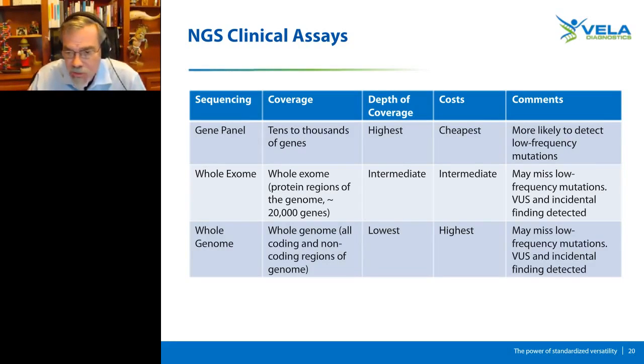Gene panels, which include tens to thousands of genes, are the most popular currently because they are designed to cover only the genes of interest that relate to cancer. They may actually be part of a pan-cancer panel, in other words, covering all cancers, or maybe a subset, maybe solid tumor cancers, or they may be very specific to an individual tissue. Gene panels are the cheapest to run, and they have the highest depth of coverage. They're also the easiest to interpret.